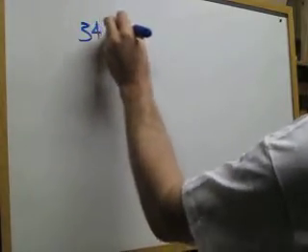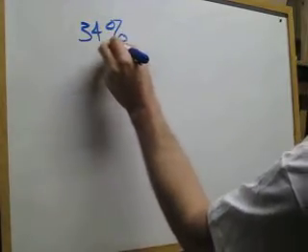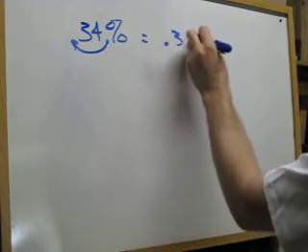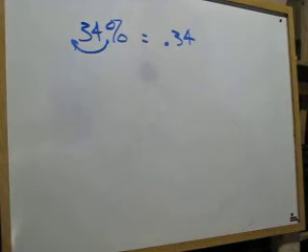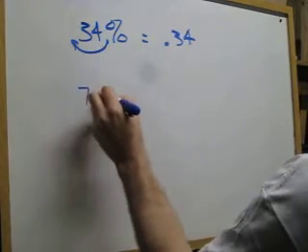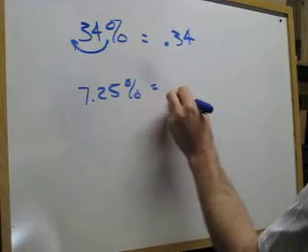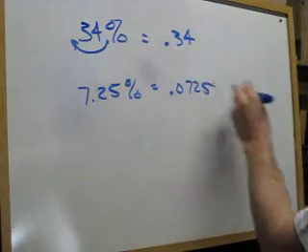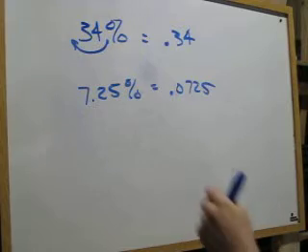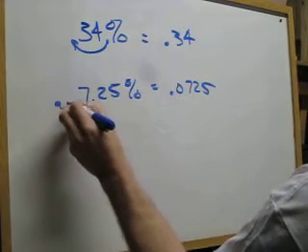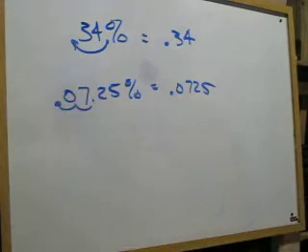In order to change a percent to a decimal, the decimal is right there, and we move it 2. So we get 0.34. Same thing with 18, 7.25%. Move the decimal over 2, and it's 0.0725. We moved it over 1, 2. And because we don't have anything here, we have to put a 0 there.